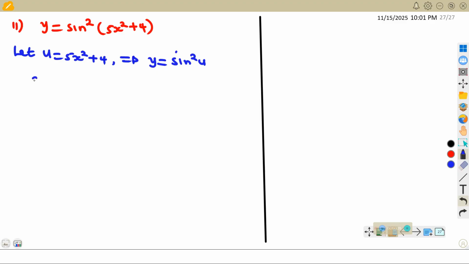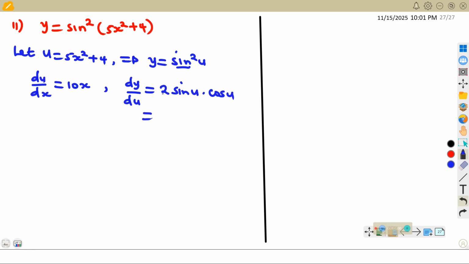For that case, we shall differentiate u with respect to x, and this will give us 10x. At the same time, we shall differentiate y with respect to u. So y with respect to u, we drop this 2 here, then reduce the power by 1, so that is sine of u. Then differentiate the sine function and get cos of u.